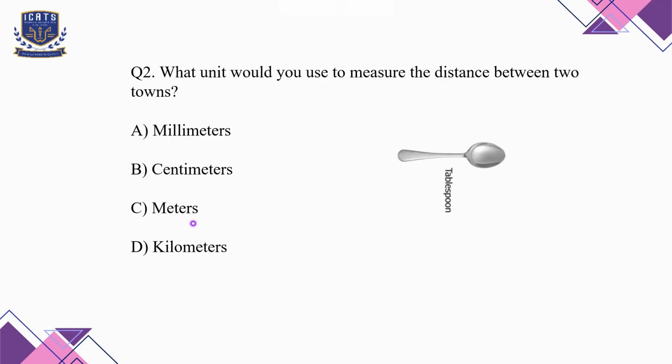Option C, meters. Meters are used to measure the length of slightly longer objects like a door. Option D is kilometers. Kilometers is a suitable unit to measure longer lengths or the distance between two towns. So we will select option D here.